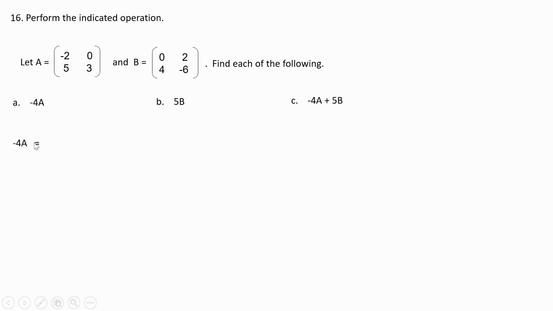So for part A, we have negative 4A, right? That means negative 4 times the matrix A. So I'm going to multiply negative 4 times every element in the matrix.